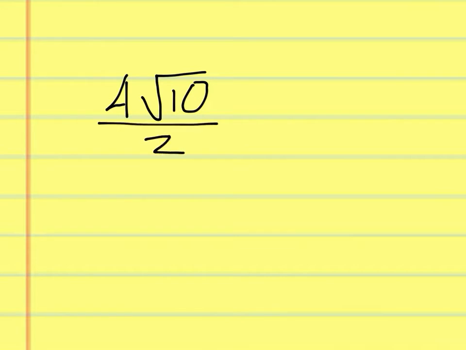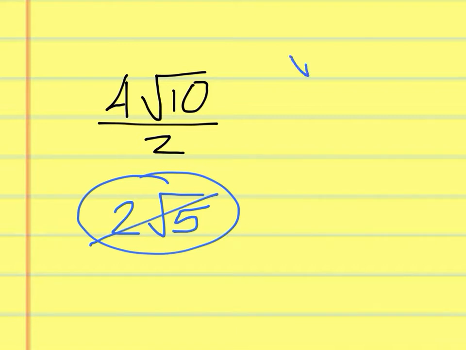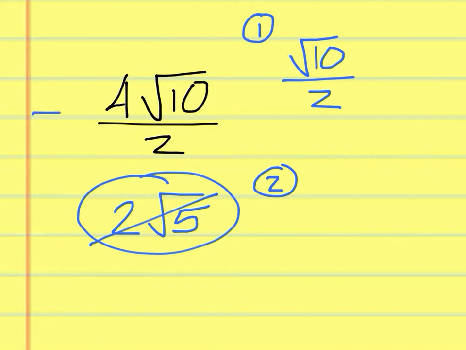If you have an answer that is 4 square root of 10 over 2, the wrong way to simplify it would be to do this: 2 square root of 5. You cannot do that because this over this cannot be broken up. That's reason number 1.